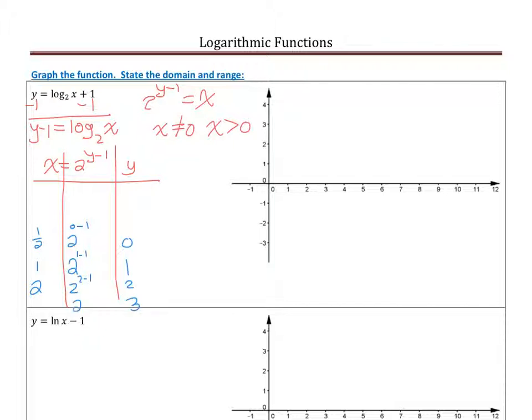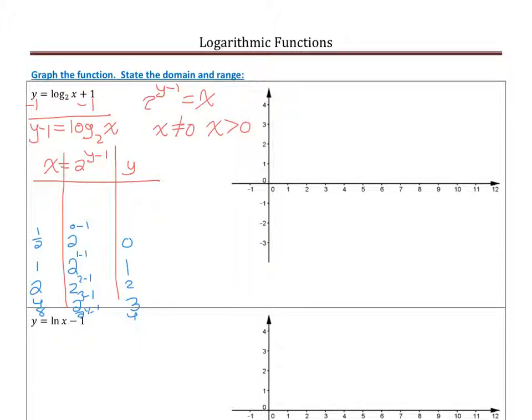And 2 to the 3 minus 1, that would be 2 squared, which would be 4. We might as well get one more in here about y equals 4. That would be 2 to the 4 minus 1. That would be 2 cubed, which is 8.